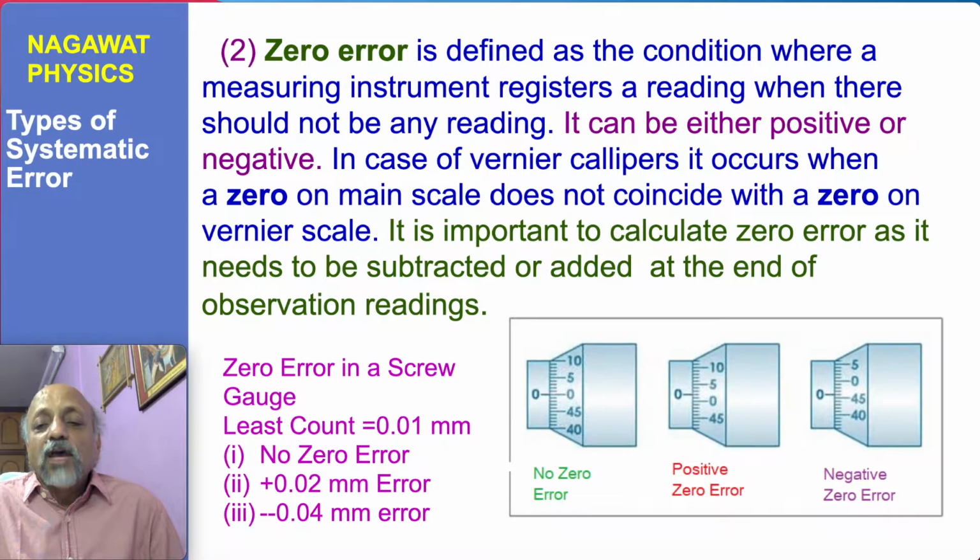And in this negative zero error, since the 4 subdivisions are above the 0 level of the baseline up to the 0 mark of the circular scale, we say the reading is a negative zero error of 4 subdivision. If the least count is 0.01 millimeter, it will amount to 0.04 millimeter negative. And in course of measurement, if you want to make correction of zero error, you will have to add the negative zero error value to the reading which you get in the subsequent measurements of whatever is involved, maybe the diameter of a thin wire.